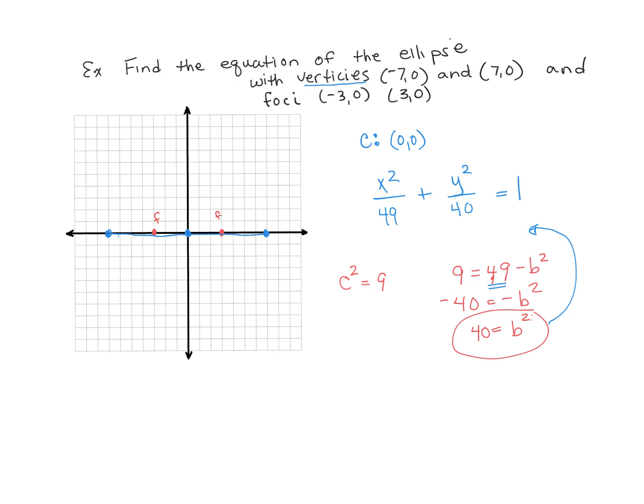So let's see if we can't now find the square root of 40 and estimate what this would look like. The square root of 40 is approximately 6.32. So if I go 6 and a little bit in this direction, 6 and a little bit in this direction, then I should be able to sketch my ellipse. That concludes this video on ellipses.